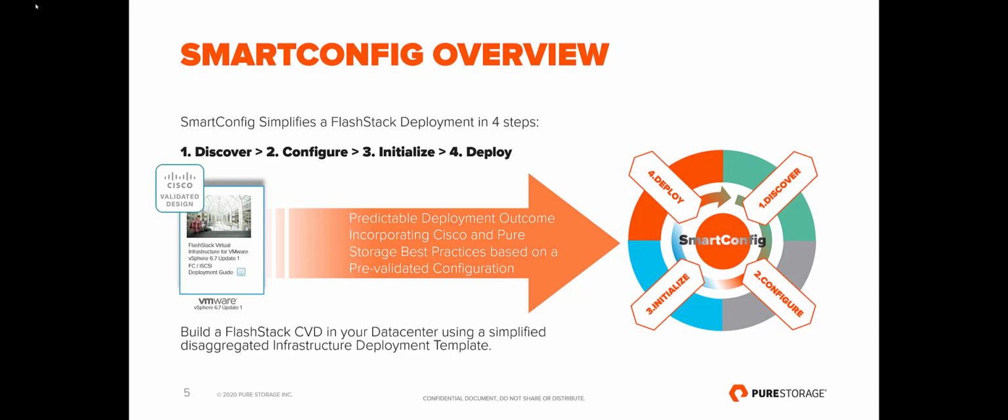There are 4 phases of it, where it discovers the underlying hardware, where you input configuration data either through a wizard or through a JSON file, initialize and configure all of the underlying UCS infrastructure as well as a Pure Storage flash array, and then finally go into the deployment phase.